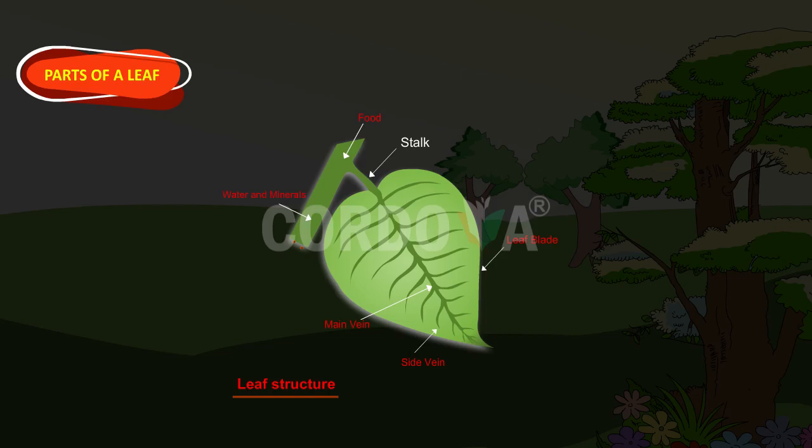Stalk. Leaf is attached to the stem with the help of stalk, or petiole. Leaf blade. The flattened part of a leaf is called leaf blade, or lamina. It helps a leaf to trap sunlight. Main vein. Main vein or midrib runs through the middle of leaf. Side vein. A number of side veins are attached to the main vein. These veins help to transport water, mineral, and prepared food to and from the leaf.